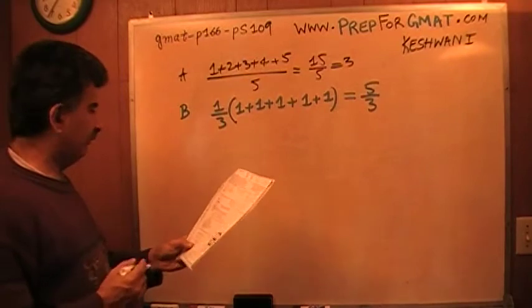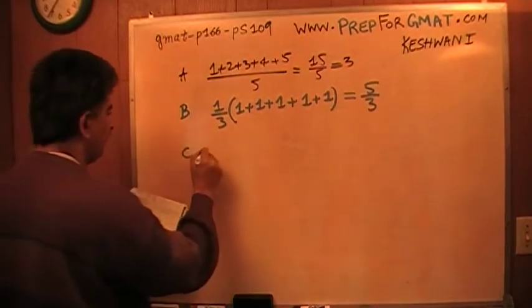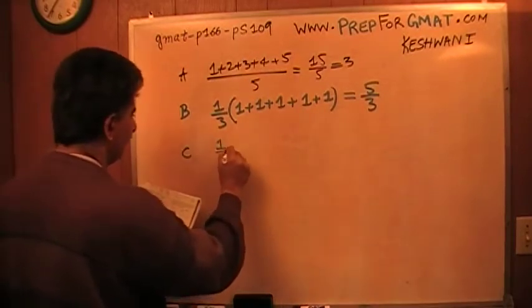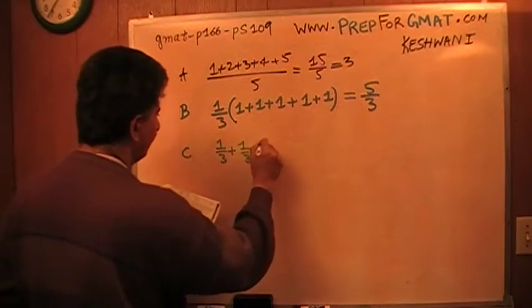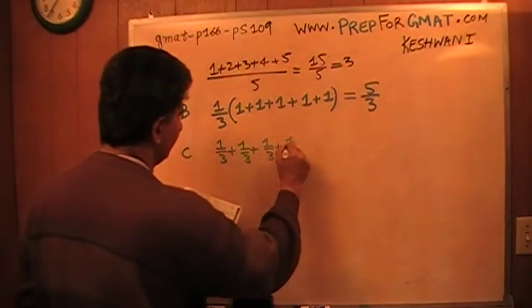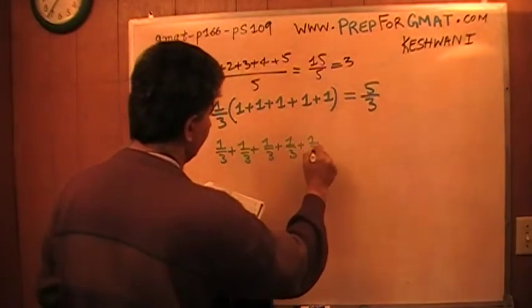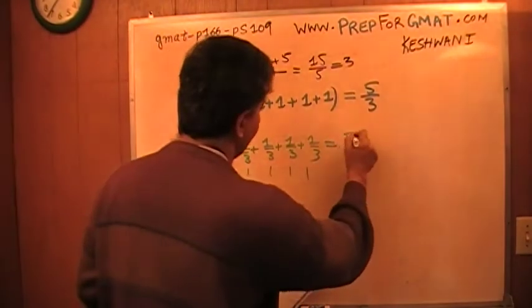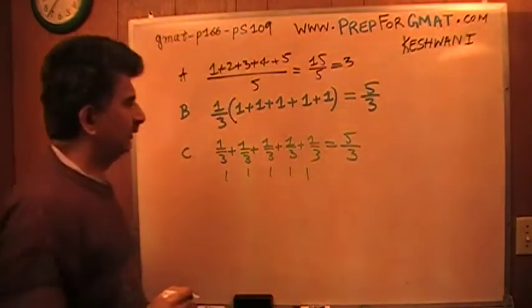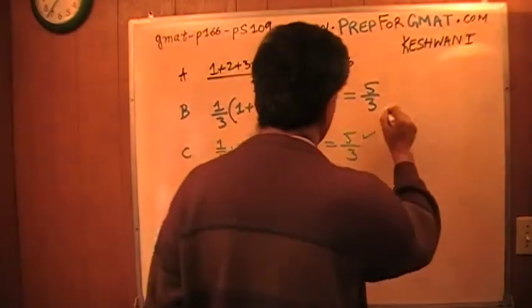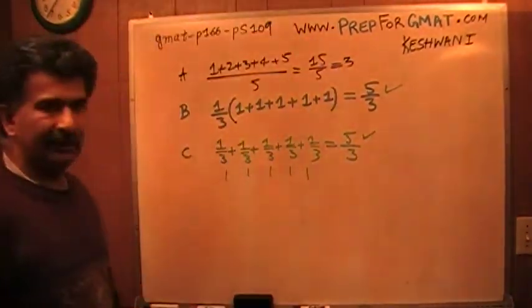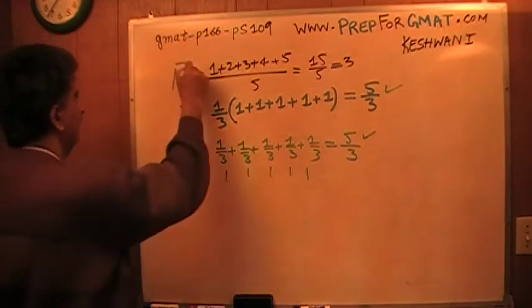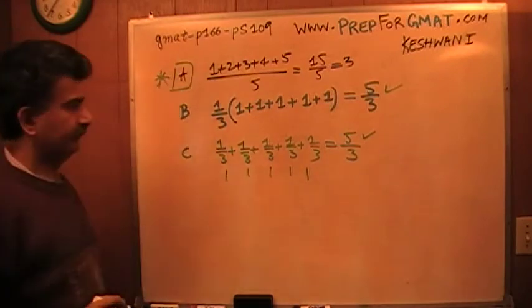Oh, C is very simple. C is simply 1/3 plus 1/3 plus 1/3 plus 1/3 plus 1/3. There are 5 of them. 1, 2, 3, 4, 5. So it's just 5/3. There you go. Since these two values are the same, the odd man out is A. A is the answer. That's it.